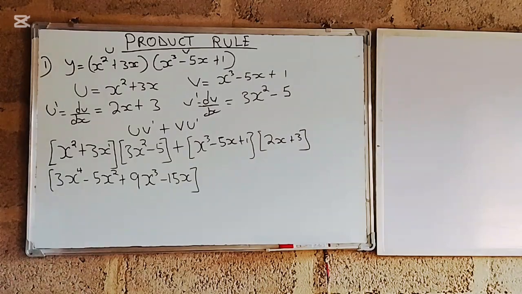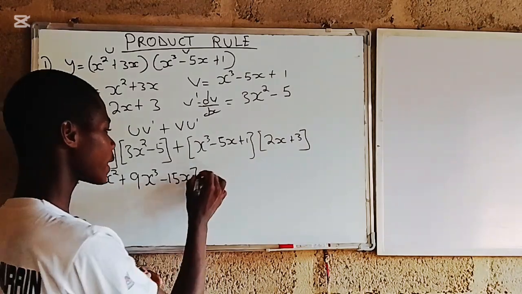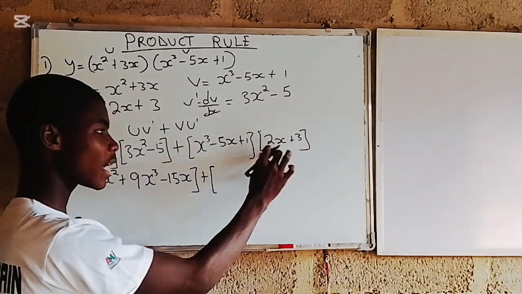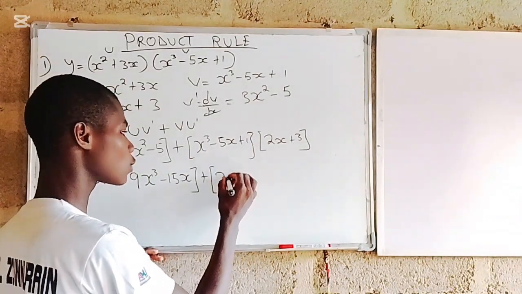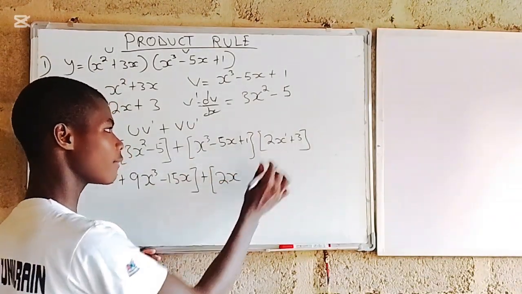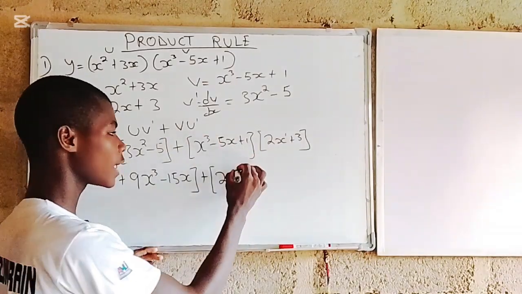The next thing I'm going to do is say plus, and expand this bracket. x cubed multiplied by this gives 2, and I add the powers: I have power 1, so 3 plus 1 gives 4.